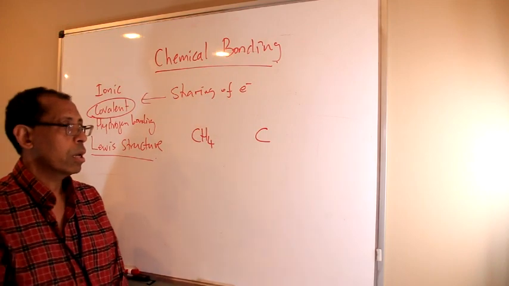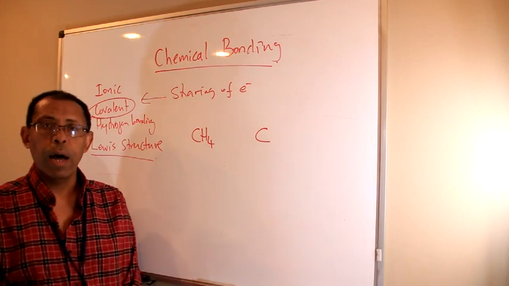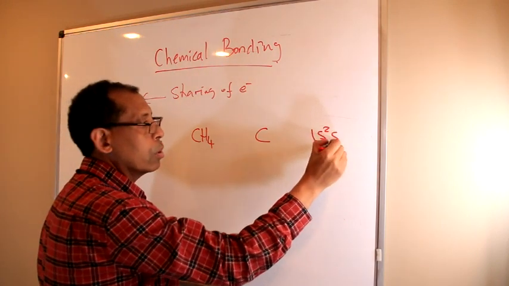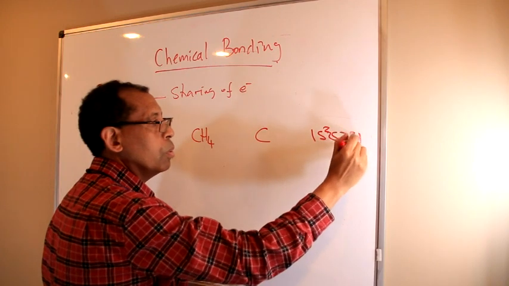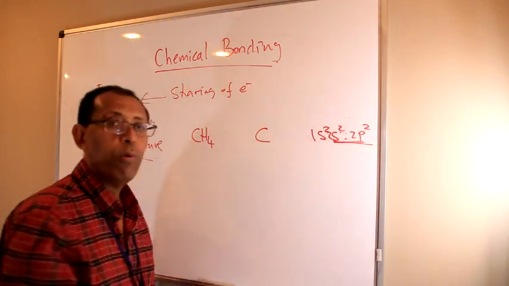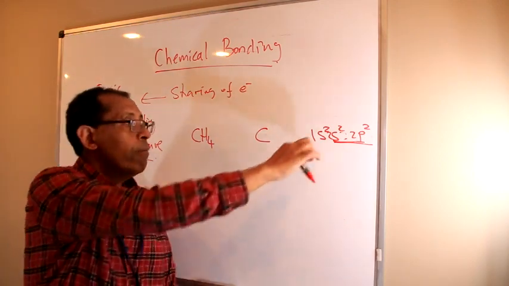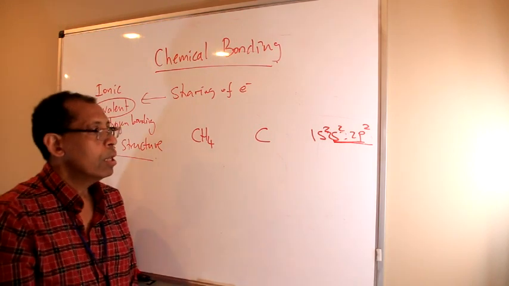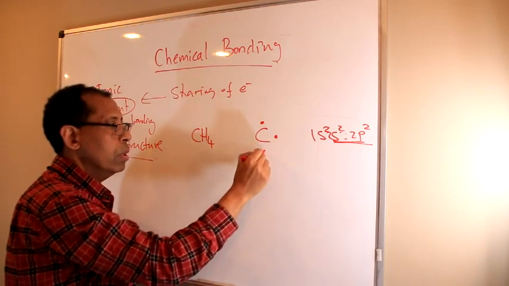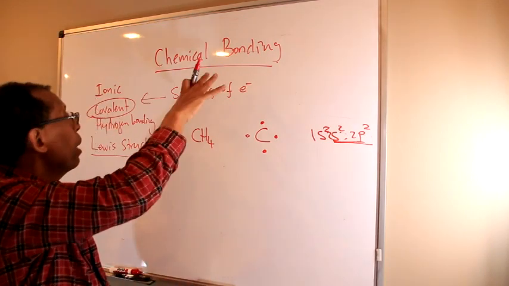So when you draw a Lewis structure, you identify the central atom, and you ask yourself, for carbon, how many valence electrons does it have? As you know from your general chemistry, 1s2, 2s2, 2p2, which are four valence electrons on carbon. The valence electrons involved in covalent bonding are the four electrons found in 2s2 and 2p2. So you just put those four electrons: one, two, three, four. Those are the valence electrons that would make the bond.